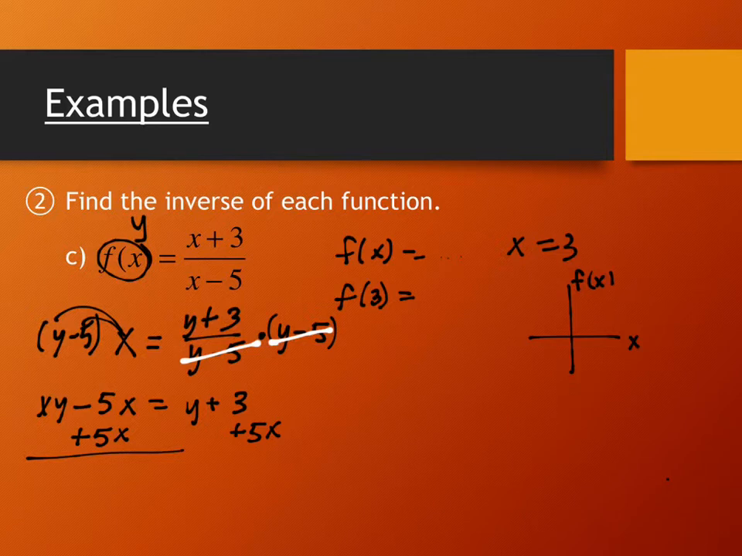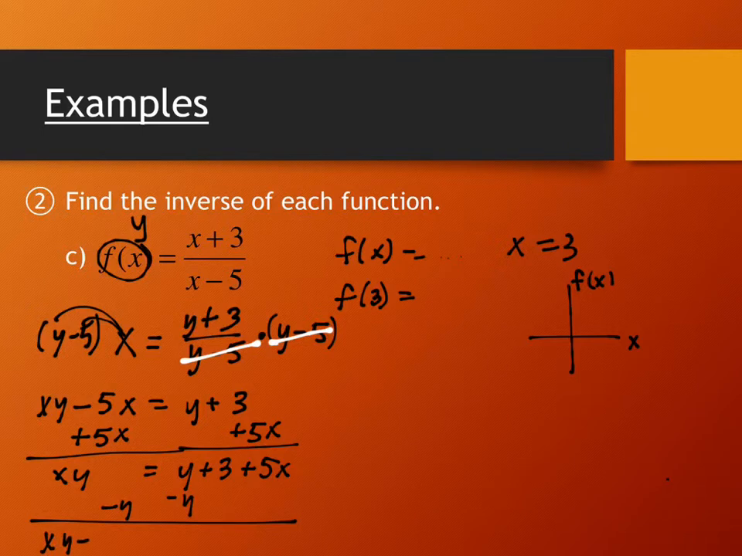So right now that gives me xy on the left and y plus 3 plus 5x on the right. Okay, so that's shifting the coefficient variable combination 5x away. And now I'm going to shift the y over onto the left-hand side, like so. So now I have xy minus y equals 3 plus 5x.